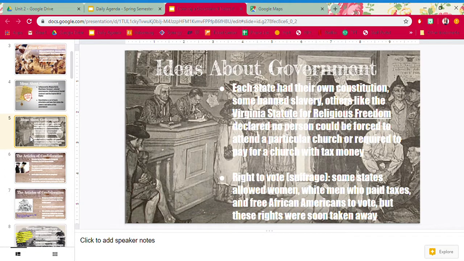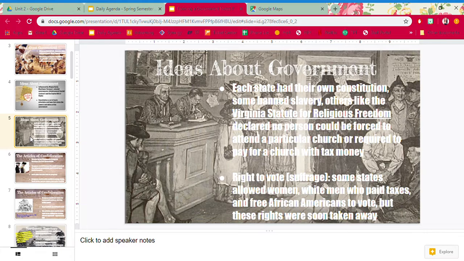So next here, additionally, ideas about governments. I don't know if you remember this when we talked about the American Revolution, but at one point, the Continental Congress tells the colonies, because they're just colonies, that they are now going to be states because we're going to form our own new country. And first, they want each state to come up with a constitution.